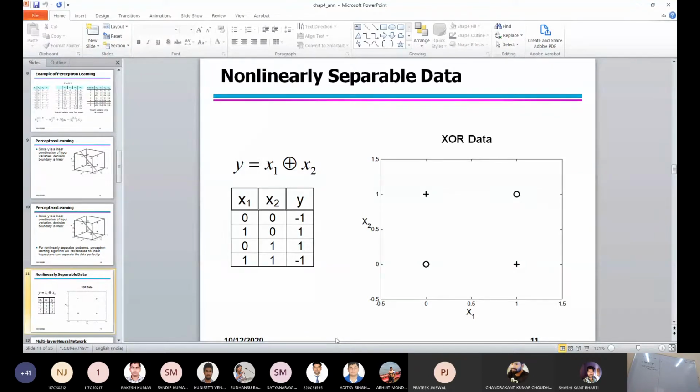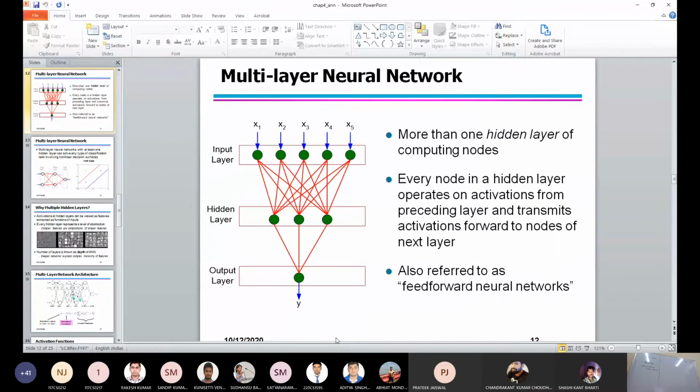A single perceptron is nothing but a line. So you cannot find a single line which can rightly identify the class label of all the points. Therefore, we should go for multiple perceptrons. That is not sufficient, and then we should have multiple layers.